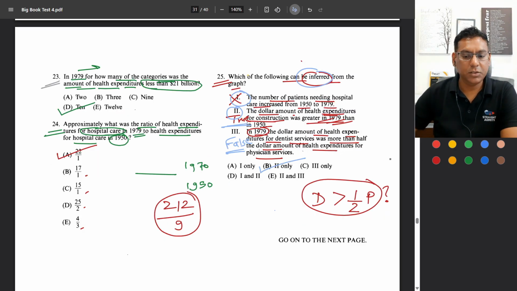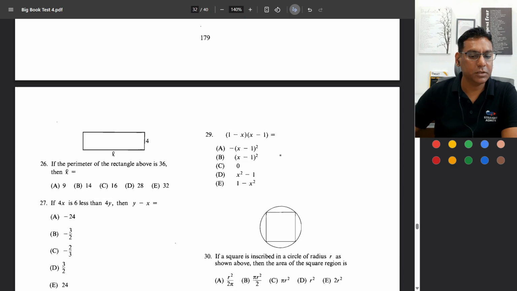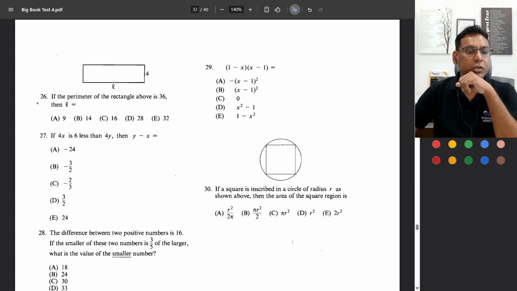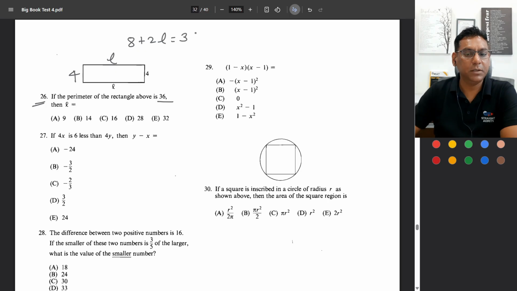All right, let's look at the next set of questions, the next 5 questions. Question 26. If the perimeter of the rectangle above is 36, this is going to be L. This is a rectangle, so opposite sides are equal. This is 4. So what is the perimeter? Perimeter is 8 plus 2L, that is given to be 36.